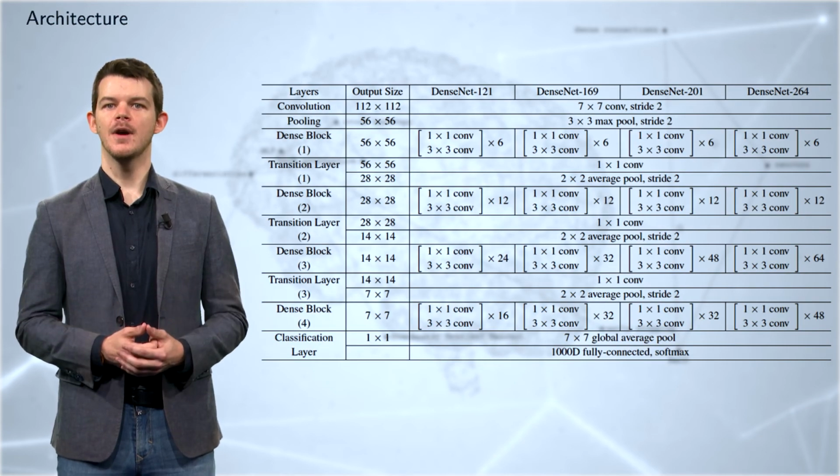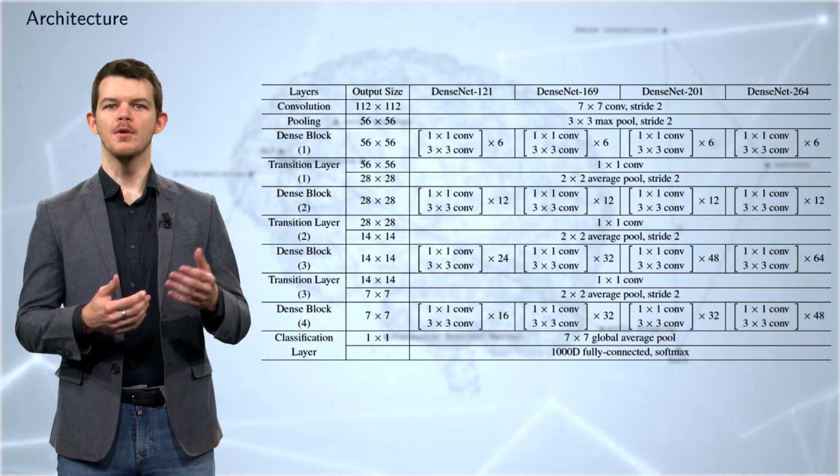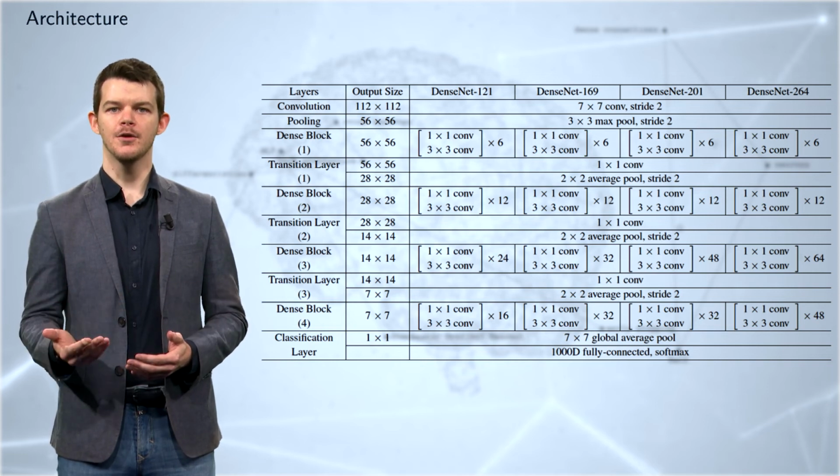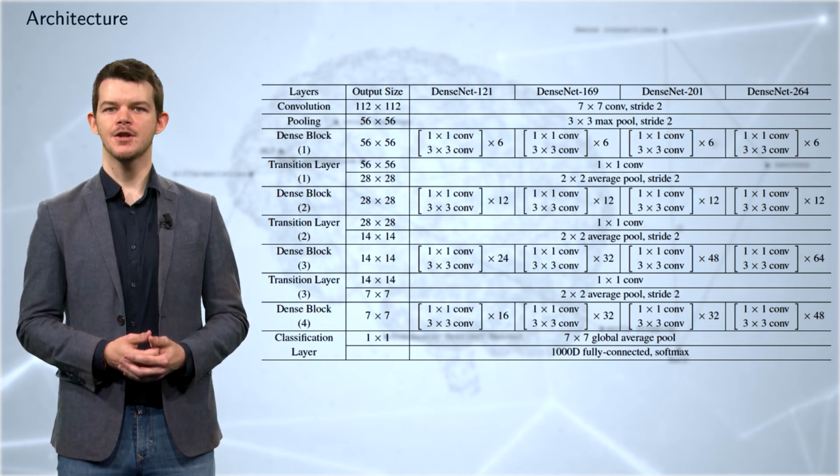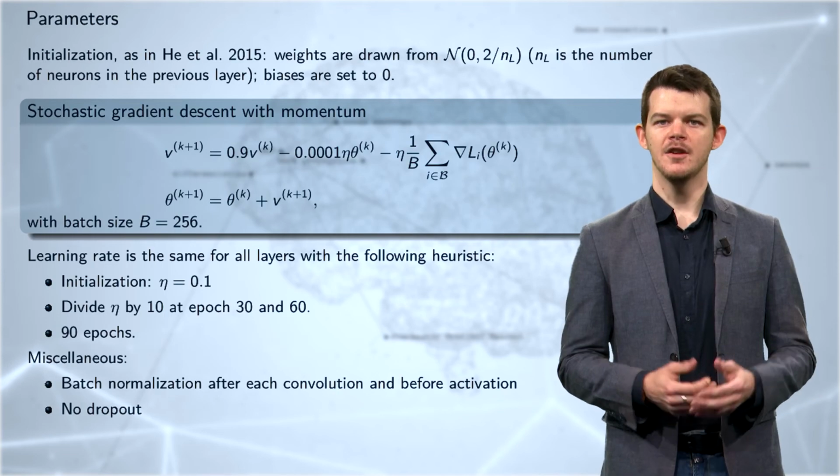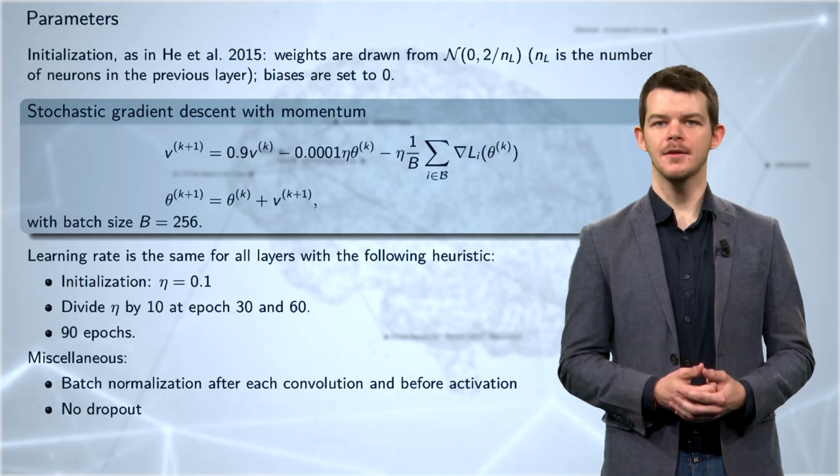Here are displayed several architectures of DenseNet, from the most simple on the left to the most complex on the right. You can see the succession of dense blocks and transition layers together with a global pooling at the end of the network. The optimization procedure is almost exactly the same as before.